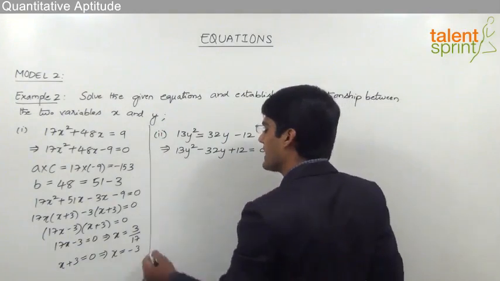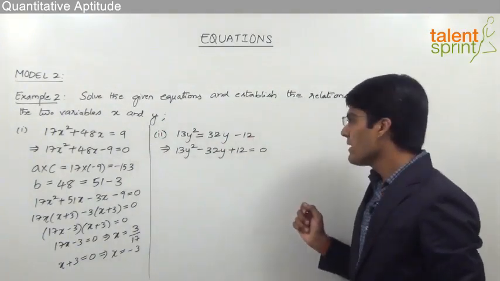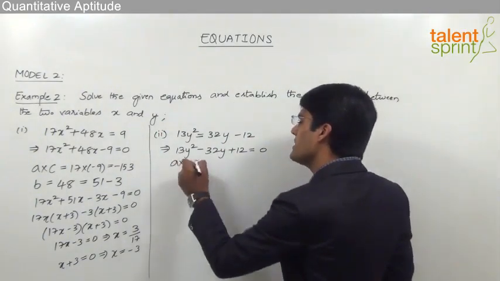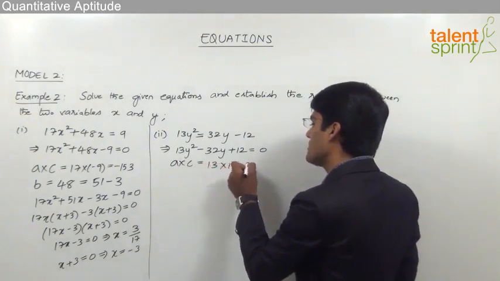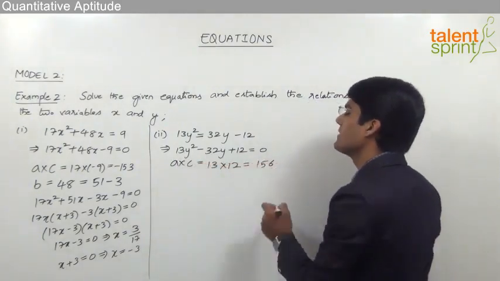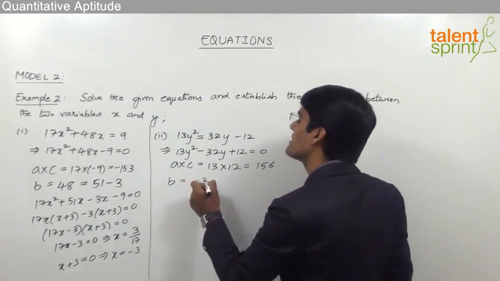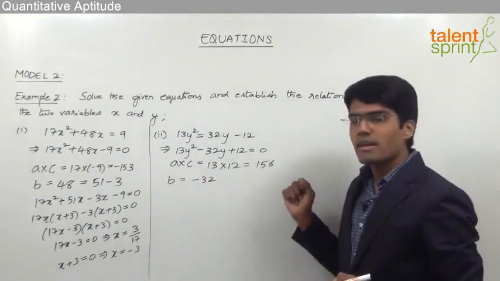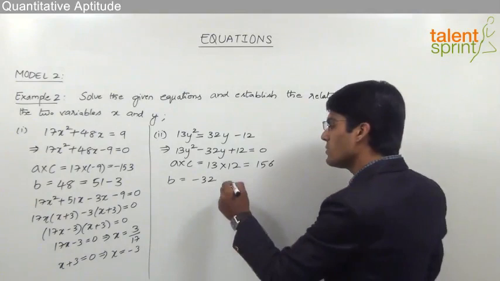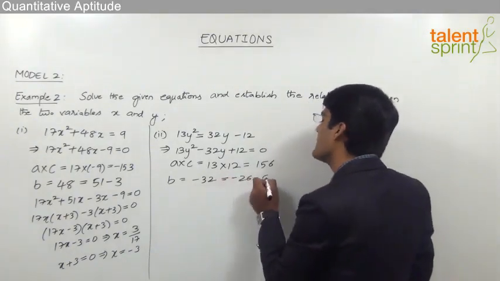Let us now solve the second equation in terms of y. Here we find that a into c equals 13 into 12, which is equal to 156. So we need to break up b, that is minus 32, such that we get the product as 156. Now the way to do that is minus 26 and minus 6.